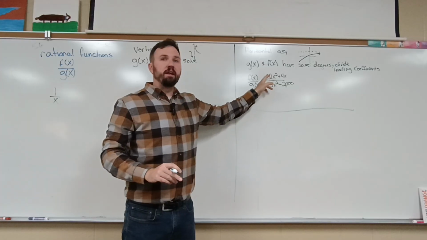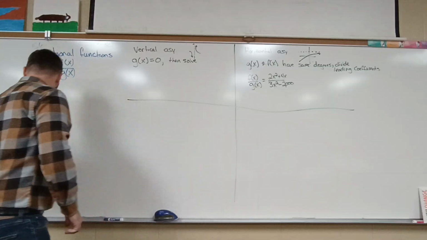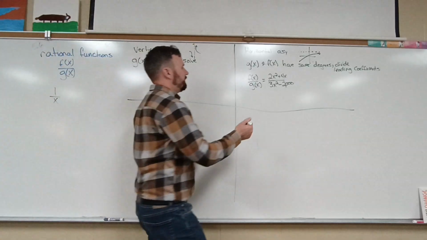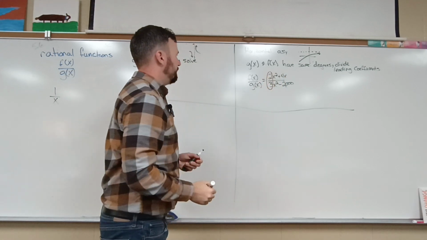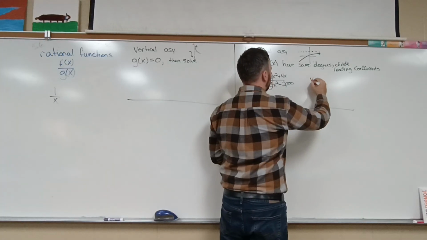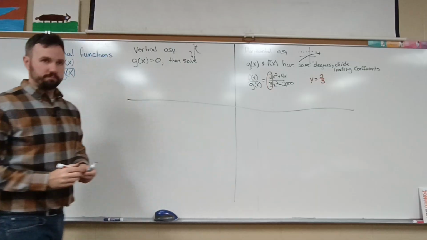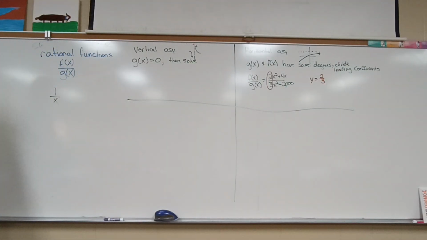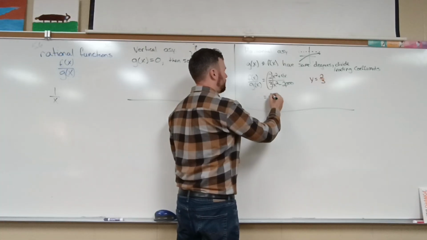So what I do is I look at my leading coefficients. For my horizontal asymptote, I take my leading coefficients, and my horizontal asymptote is y equals 2/3. Like I said, these rational functions look scary, but the math behind them is very straightforward. I'll give you another one.